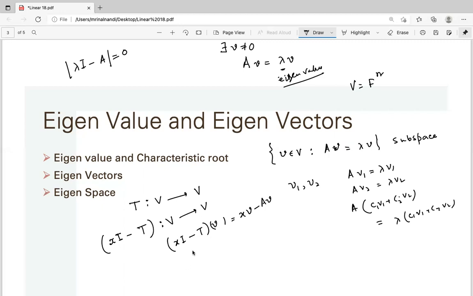Now, if it is finite dimensional, then there is a corresponding matrix, and that corresponding matrix has determinant 0. That means it is not invertible, a singular matrix. So we can take the analogous definition for a linear operator. For T from V to V, a linear operator, x is called a characteristic value of that linear operator if xI minus T, where I is the identity operator on V, is not invertible, that is, singular.